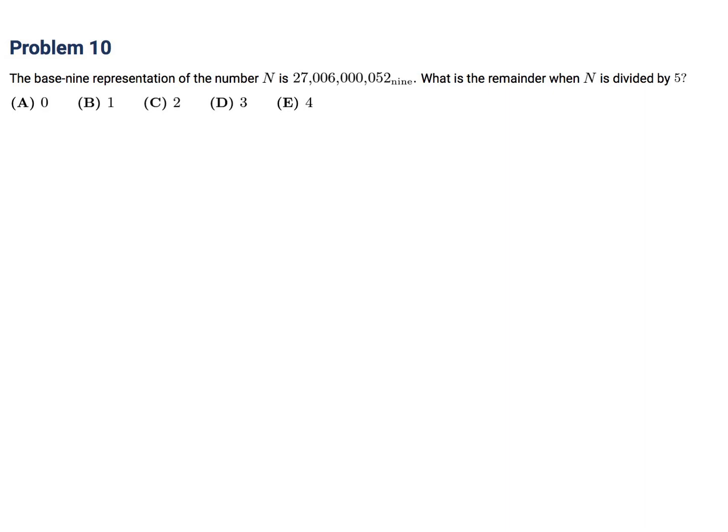Problem number 10. The base 9 representation of the number n is 27006000052. What is the remainder when n is divided by 5?